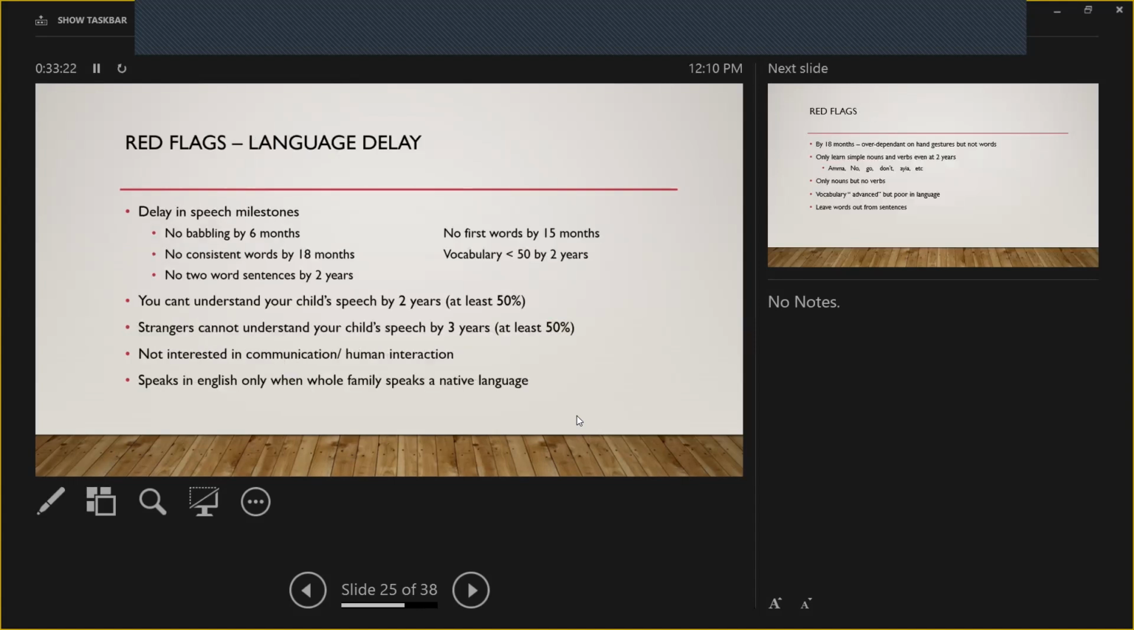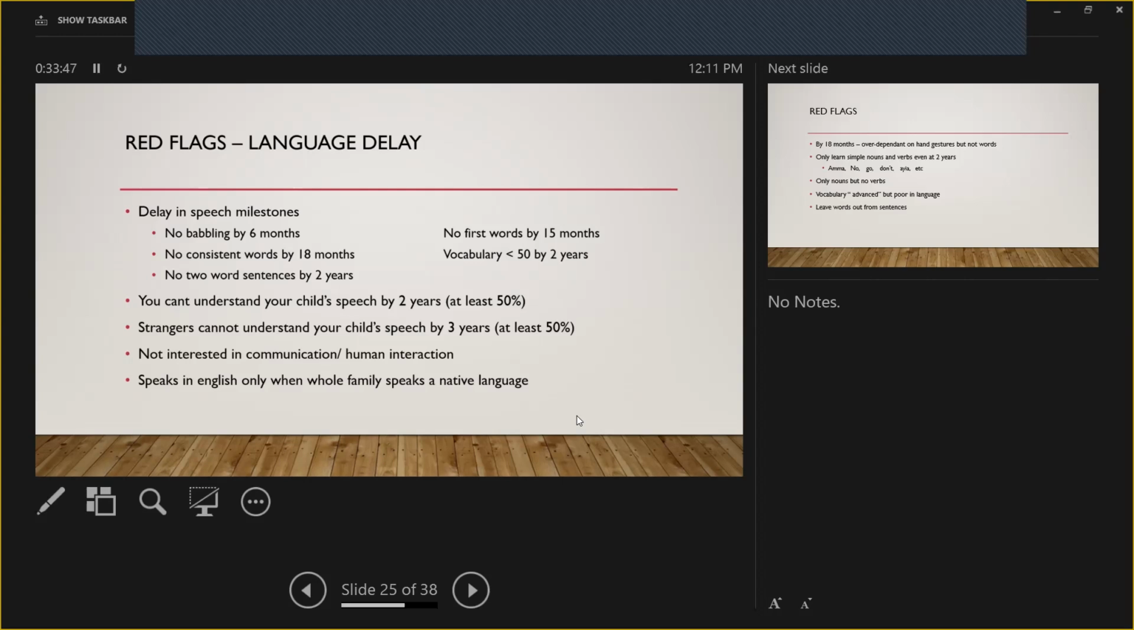So what are the red flags in your child which will tell you that there's a language delay? If there's a delay in speech milestones: normally by 6 months, the child should babble. Babble means at least monosyllabic babbling, like ah, ga, ka, ba, la. If the child is not using those, you have to worry. No first word by at least 15 months, 1 year 3 months, no word, worry.